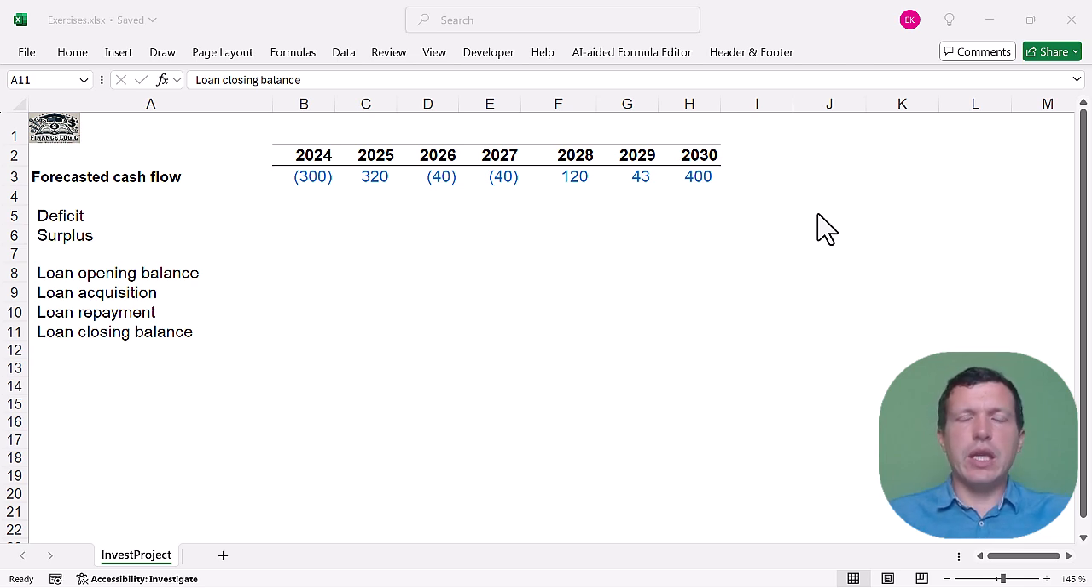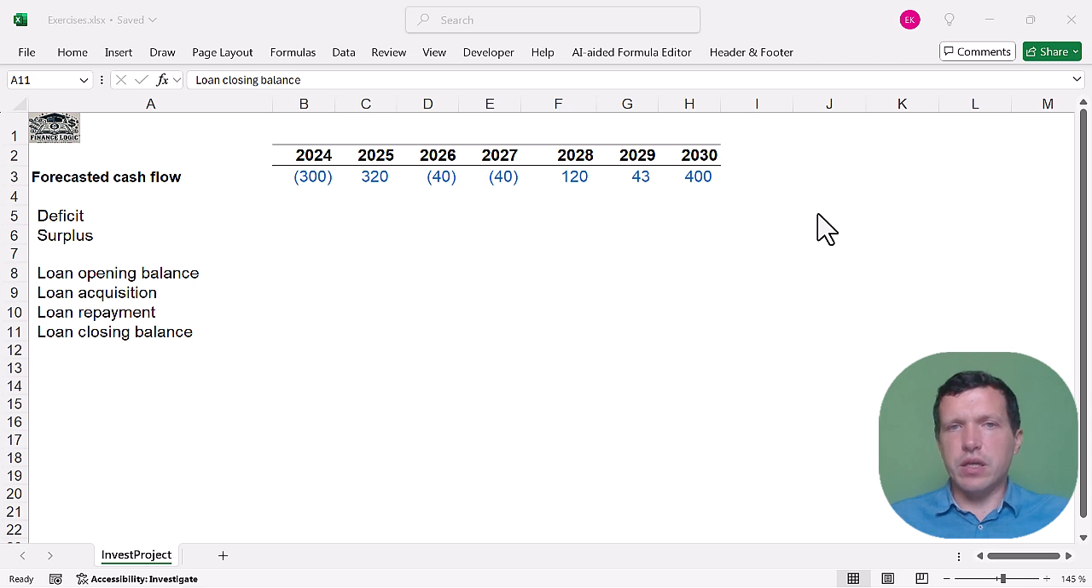My name is Evgeny and let's continue developing your financial modeling skills. In this exercise I'm going to show you how to deal with cash deficits and cash surpluses if we have forecasted cash flow. In our exercise we need to forecast new loan acquisition that we need to finance our cash deficit. But if we have cash surplus, we need to use this cash surplus to make loan repayment. If you want to go with me, please download the exercise using the link in the description to the video and let's start.